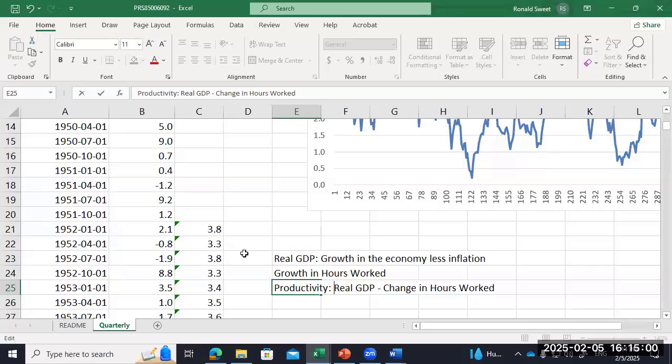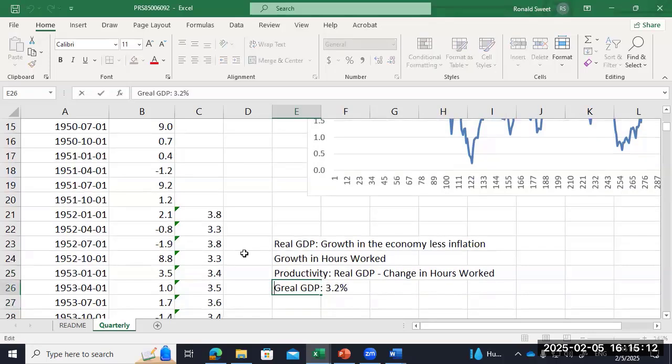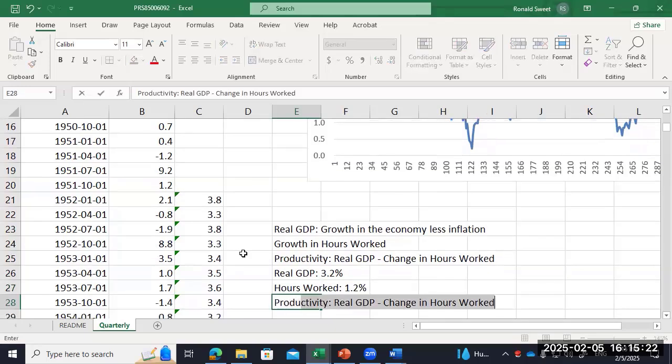If you can produce more and people don't work more, you're wealthier. The GDP is 3.2%, and hours worked is 1.2%. What is productivity? It'd be 2%.